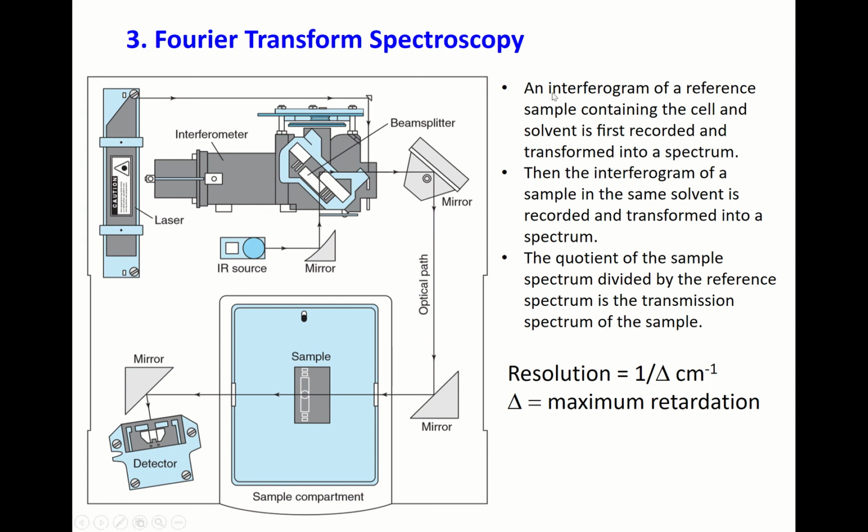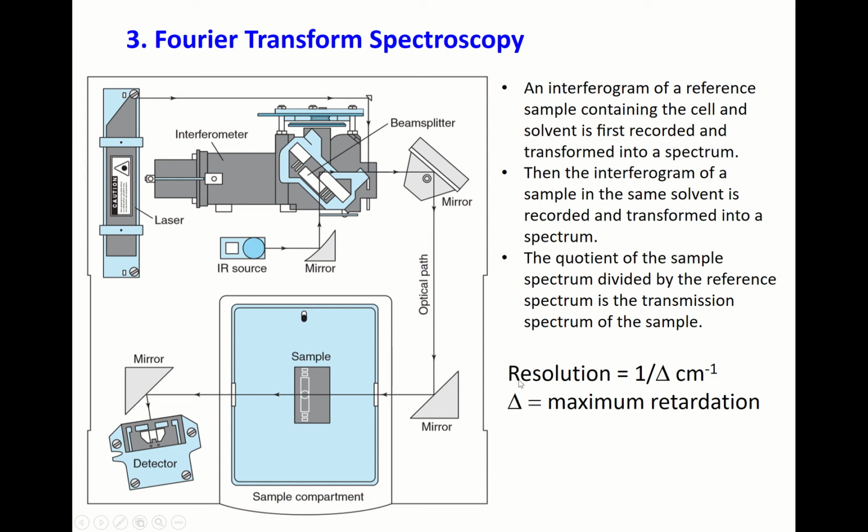An interferogram of a reference sample containing the cell and the solvent is first recorded. As you know, this Fourier transform spectrometer is a single beam instrument, so you have to first measure the reference interferogram. Then you put the sample here, reference first and then sample. Not subtract, but the quotient of the sample spectrum divided by the reference spectrum is the transmission spectrum of the sample.